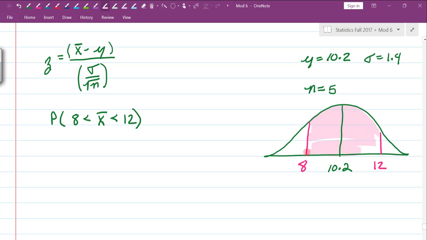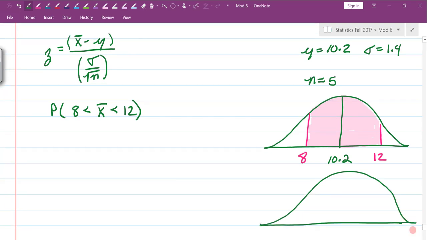Now let's create our standardized picture. Scoot up just a little bit. There we go. Put our mean in the center. And now I need to calculate my z-values. My z-values are not going to be the same as they were in the last one, because the last one had to do with a single trout, an individual trout. Now we're dealing with the average of 5 trouts. So our formula has changed. So our z-values will change.